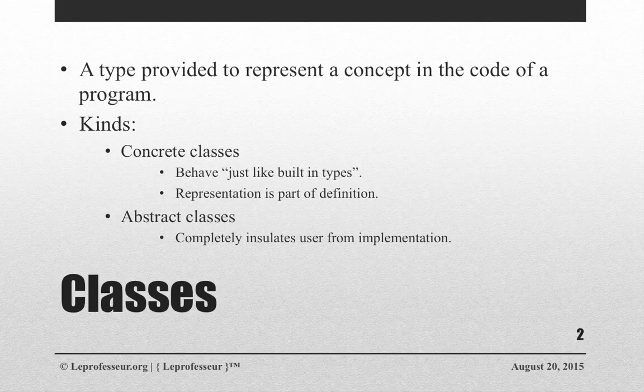Now, on the other hand, the abstract class completely insulates the user from the implementation. So say, for example, you don't know what this concept is going to look like, say for example, human being. You can say it's an abstract class, but then when you define male and female, they can become concrete classes.